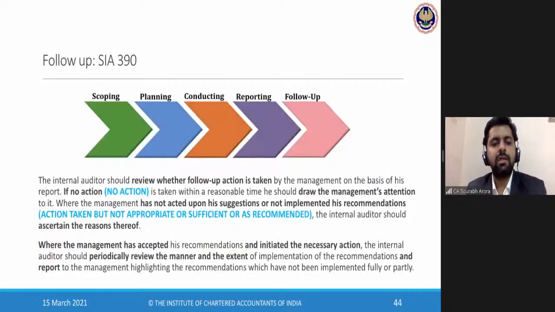So there are these steps to the audit: scoping, planning, conducting, reporting, follow-up. Follow-up is a very important part, because without follow-up, management may tend to just forget about your recommendations, and all the audit efforts may go in vain. So here what we are saying is, if no action is taken within a reasonable time, he should draw management's attention to it. If they have not acted upon his suggestions or not implemented his recommendations, then ascertain the reasons thereof, and where the management has accepted and initiated the necessary action, periodically review the manner and extent of implementation, and report to management highlighting the recommendations.